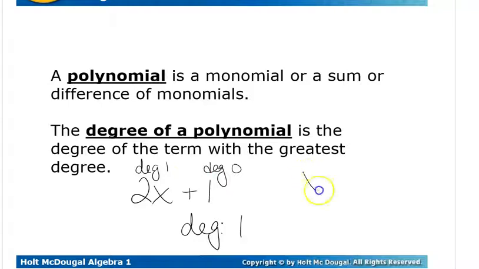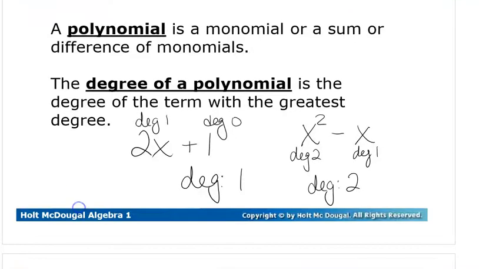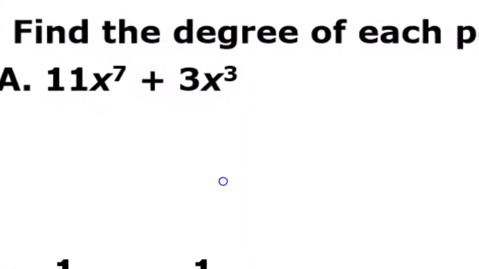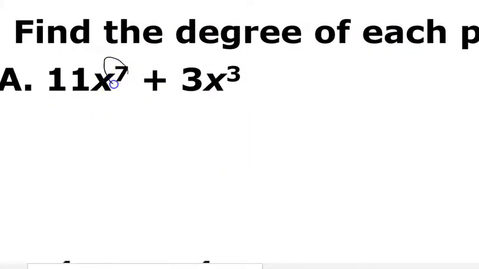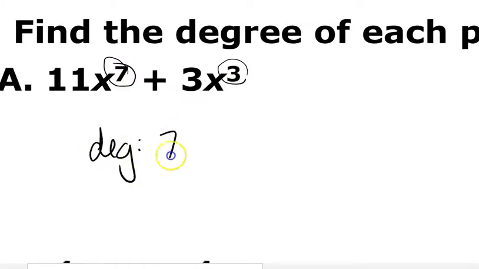Okay, I'll show you another one. So if I had x squared minus x, this part has a degree of 1, and this part has a degree of 2. And so, since this one's bigger, we're going to go with that one. This whole thing has a degree of 2. So the degree of the whole polynomial is determined by the biggest degree. So look at these ones. This part has a degree of 7, and this part has a degree of 3. Which one's bigger? The 7. So the degree of this entire thing is 7.